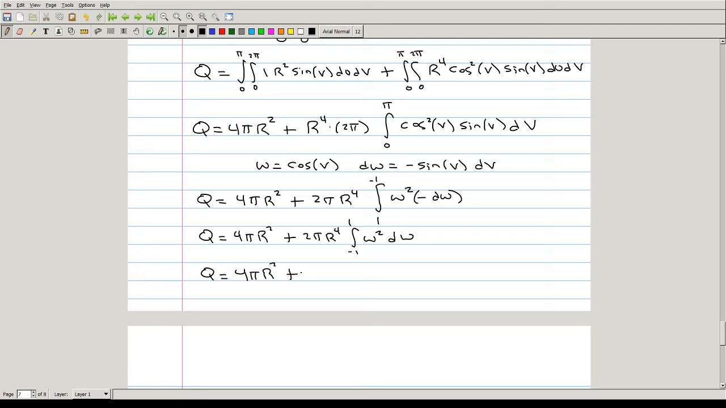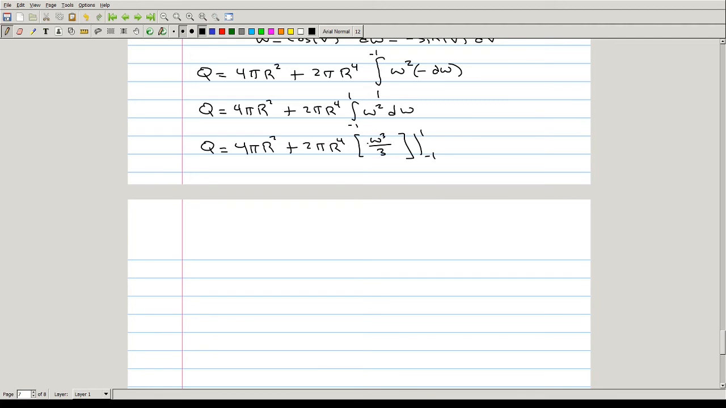Which is 4 pi r squared plus 2 pi r to the fourth times w cubed over 3. And we have to evaluate this at 1 and negative 1. And when we do that, we get 1 over 3 minus negative 1 over 3, which is going to be positive 2/3. Total charge Q is going to be 4 pi r squared plus 4 pi r to the fourth over 3, or 4 pi r squared multiplied by 1 plus r squared over 3. And this is in coulombs.